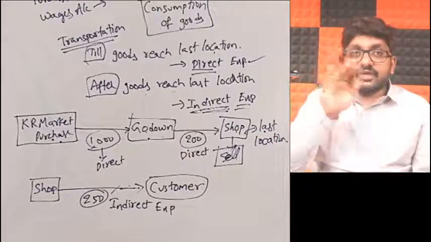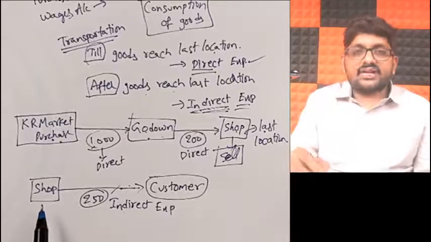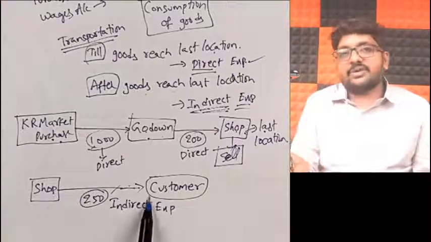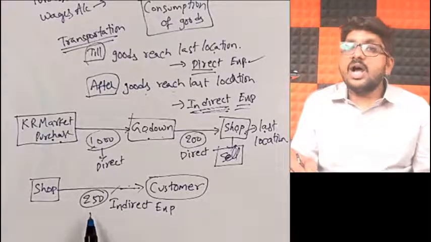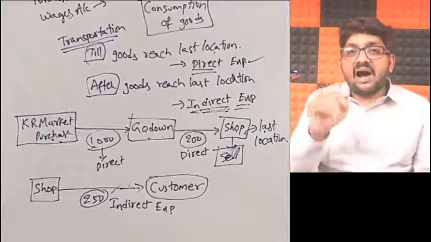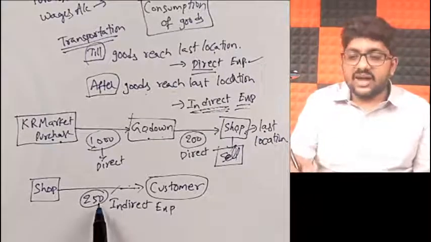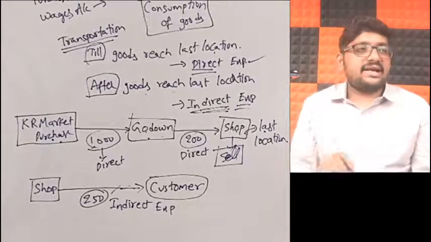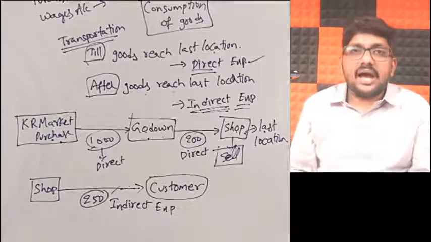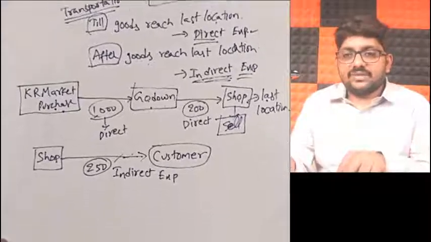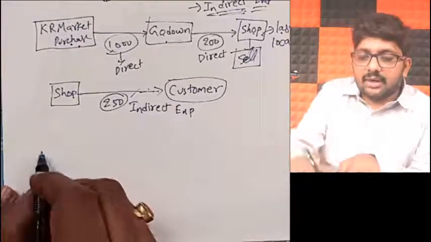After the shop, imagine one customer asked me to deliver the goods to his house. So from the shop you have to take it to the customer's place, for which you are spending 250 rupees. But it is after the goods reach the last location. Last location is my shop. It is over. That's why I will take 250 rupees as my indirect expense. So that is how direct and indirect works. So what are indirect?